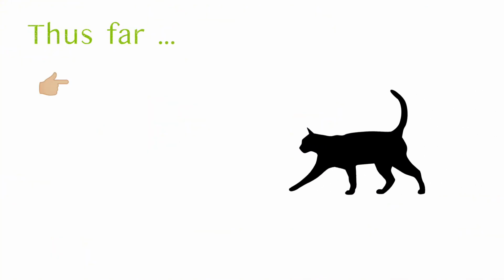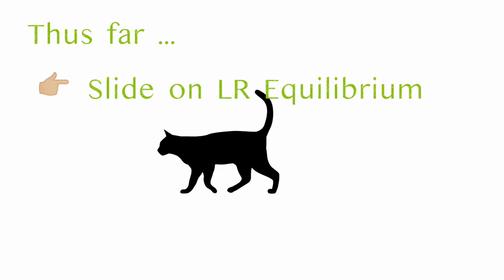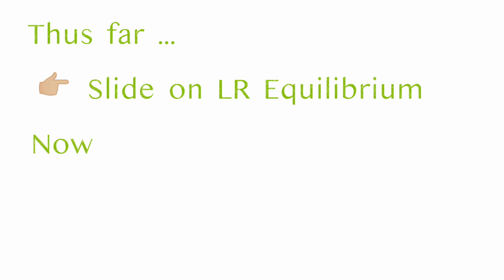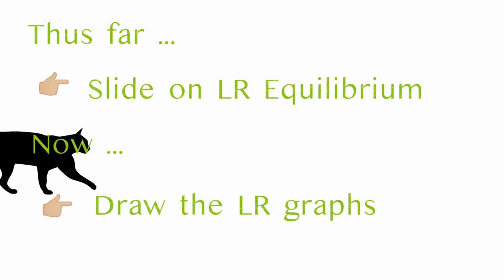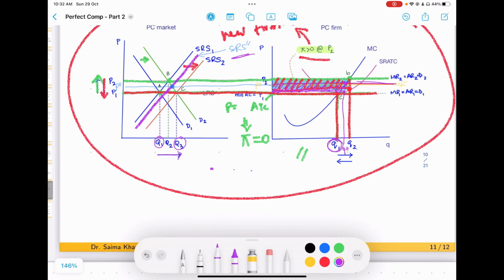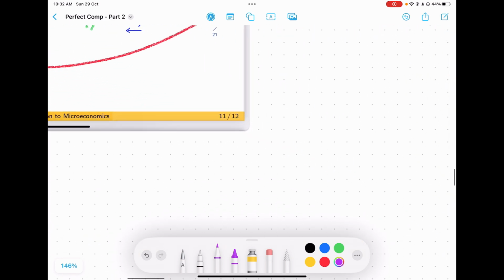In the last video, we went over the slides on long run equilibrium. What we're going to do now is go over the long run adjustment again, but draw the graphs ourselves. Because this looks messy, let me try and draw it again for you and walk you through it, okay?